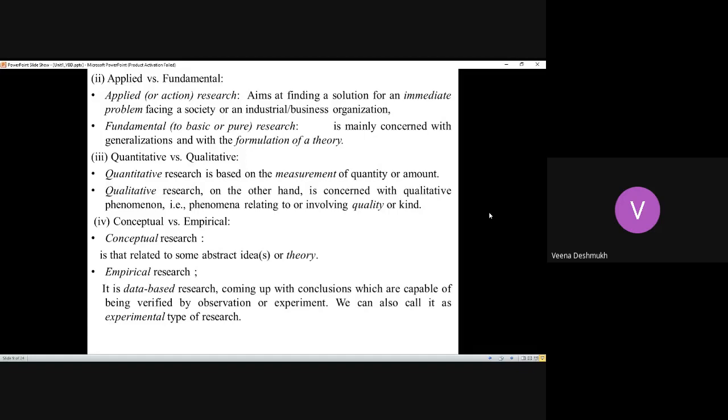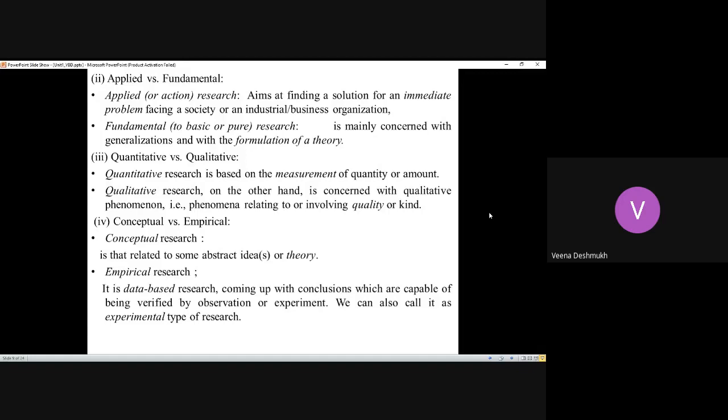The third point is quantitative and qualitative. Quantitative research basically quantifies things, with exact numbers. I gave the example of placement. So an exact number is available, or you quantify whatever research you have carried out. Qualitative research, on the other hand, is concerned with qualitative phenomena, relating to or involving the quality of the work, or the kind of work.